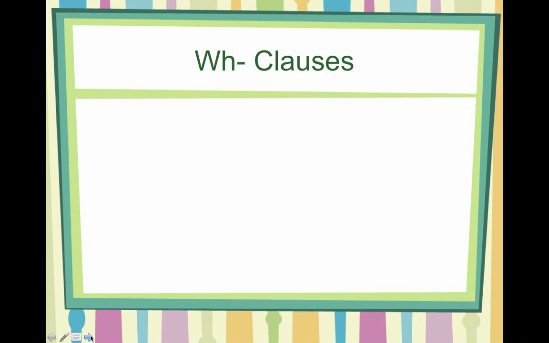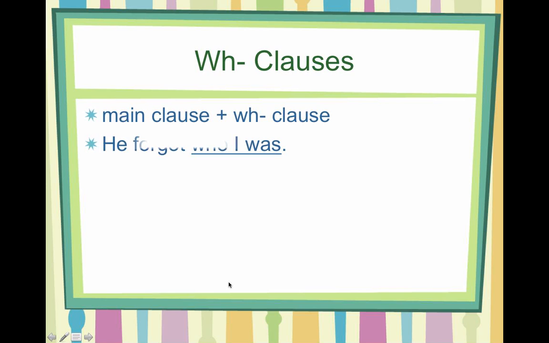The first type of noun clause to talk about is the WH clauses. WH clauses are clauses that start with the normal words we use for asking questions: who, what, where, when, why, and how. This is going to be a main clause plus the WH clause.